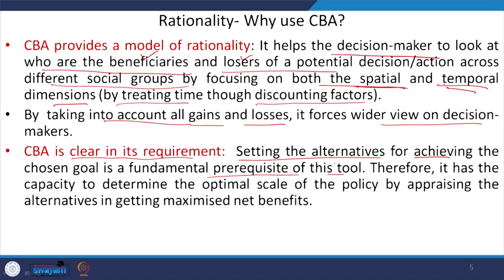Therefore, CBA has the capacity to determine the optimal scale of the policy, because it appraises so many alternatives, right? Out of all these alternatives, it picks the best one. That is why CBA has the capacity to determine the optimal scale of a particular policy, because it appraises all the alternatives that can maximize the net benefits to the consumers or the parties concerned out of a particular policy or program.